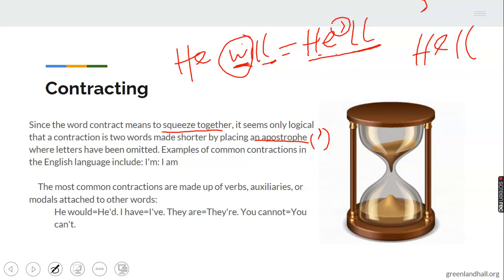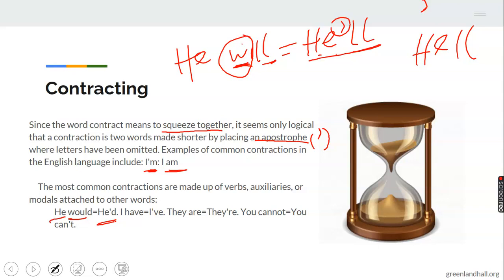And we have a lot of examples of contractions that we use in English language. Look at this. Am means what? I am. Look at this one. He would will be what? He'd. That's HE apostrophe D. Only one letter has been added from would. Do you get that? Sometimes you pick two words, sometimes one letter is picked, and sometimes it could be two letters, sometimes it could be three letters. It depends. That's why you have to study them.